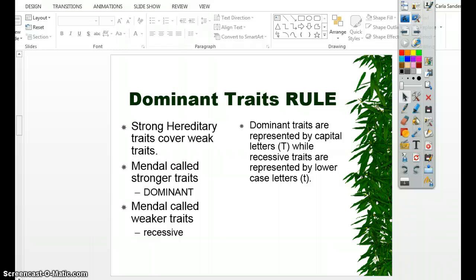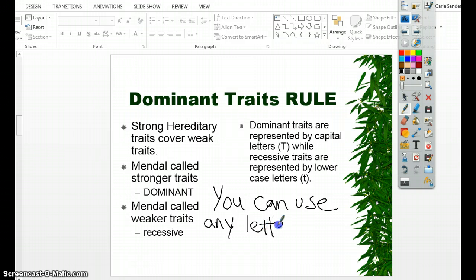It really does not matter what letter you use. You can use any letter you want to represent a trait, as long as the capital letter and the small letter are easily distinctive. You would not want to use C's, capital C's and small c's. I can't tell the difference. If you have poor handwriting, stick with letters where the big letter and little letter look different. If I can't tell the difference, you will get them wrong.